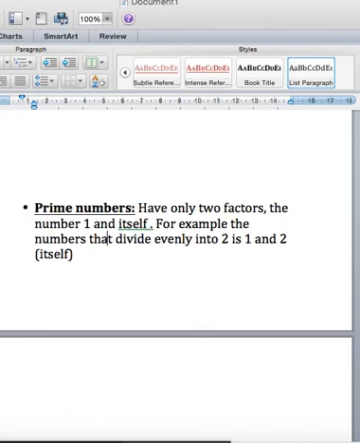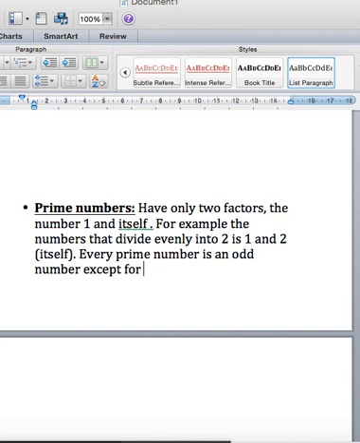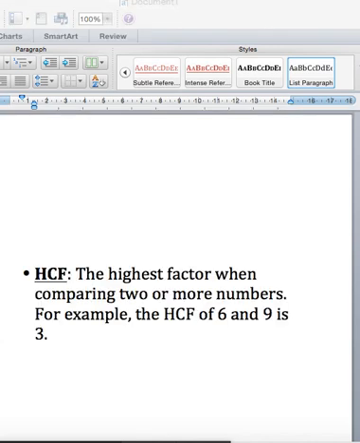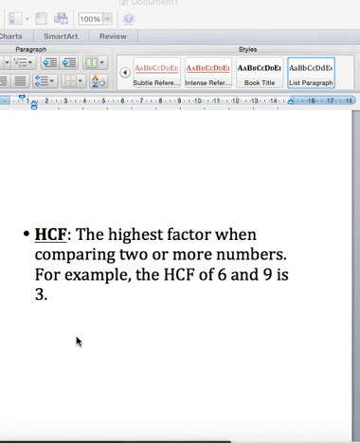So what I'll add on to this, we can say every prime number is an odd number except for 2. So 2 is the only even prime number. The next thing I want to look at are the highest common factor, okay? So once again, we're going back to factors, and this is really easy. Now, we use this when comparing 2 or more numbers.